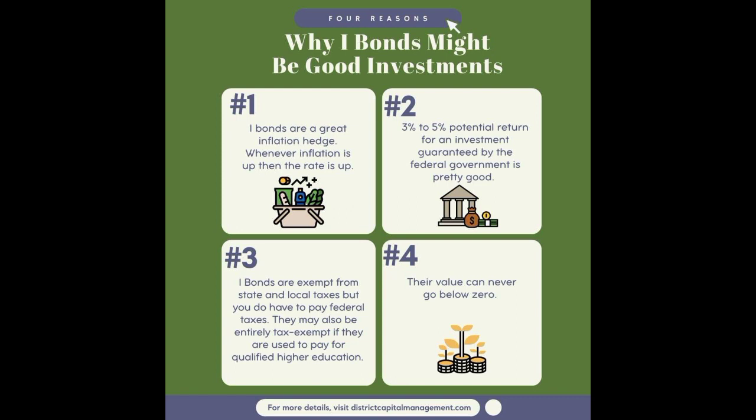Number 2. A 3% to 5% potential return for an investment guaranteed by the federal government is pretty good. Number 3. I-bonds are exempt from state and local taxes, but you do have to pay federal taxes. They may also be entirely tax exempt if they are used to pay for qualified higher education. Lastly, their value can never go below zero.